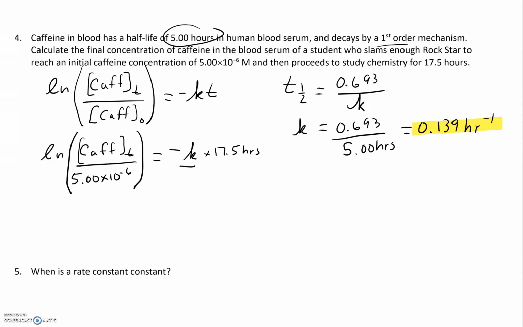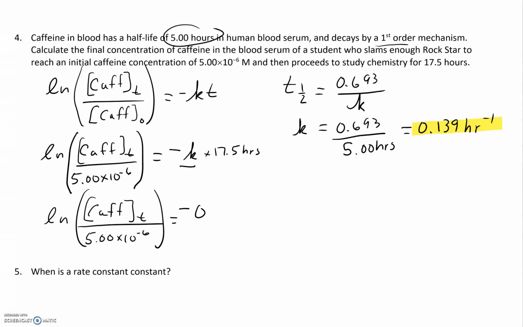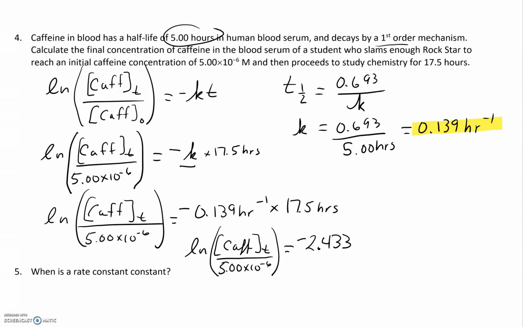We can now add in the value of the rate constant to this problem, and we can simplify this to show that the natural log of the caffeine at some time divided by the 5.00 times 10 to the minus 6 is equal to the negative 0.139 hours to the minus 1 times 17.5 hours. Algebraically, it works out to this last expression here.